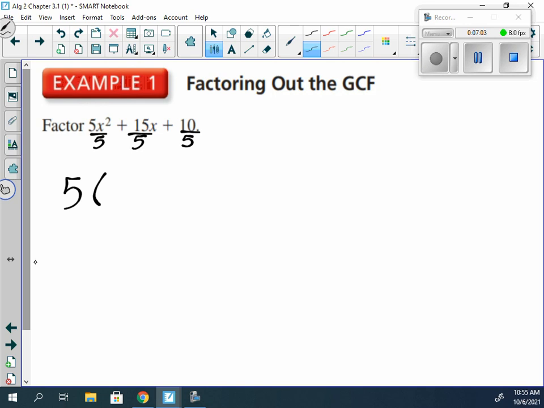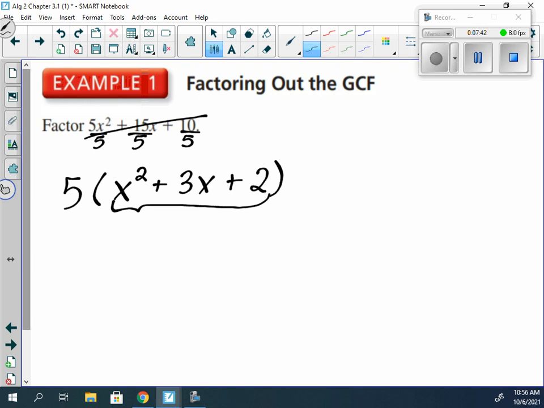Well, 5x squared divided by 5 is x squared, because 5 divided by 5 is 1. 15x divided by 5 is going to be plus 3x plus 10 divided by 5 is 2. Now at this point here, we're not really focused on that anymore, because when we go to the checking step, the last step, we're not looking back at this here because we already factored the 5 out. Now we're mainly focused on factoring this here.